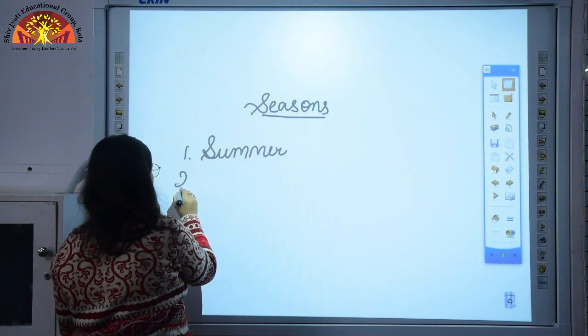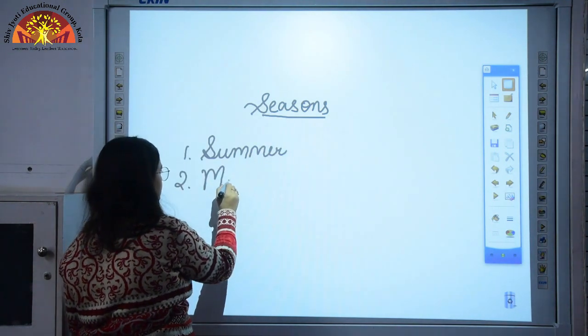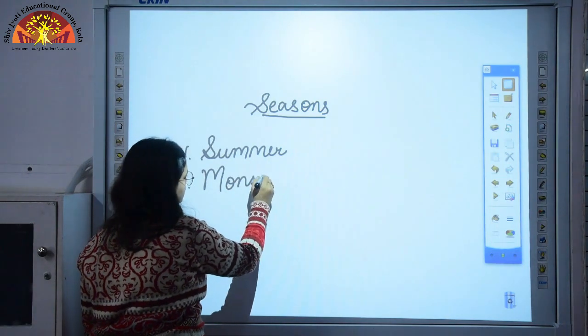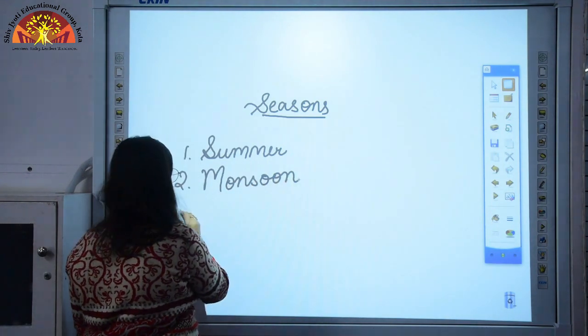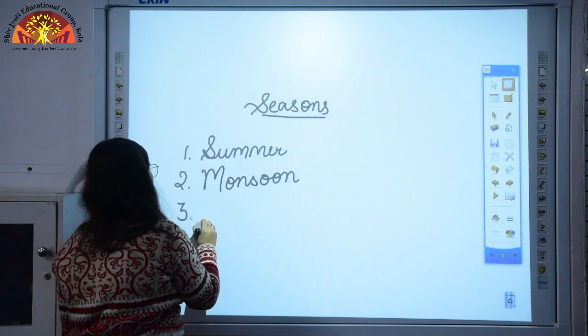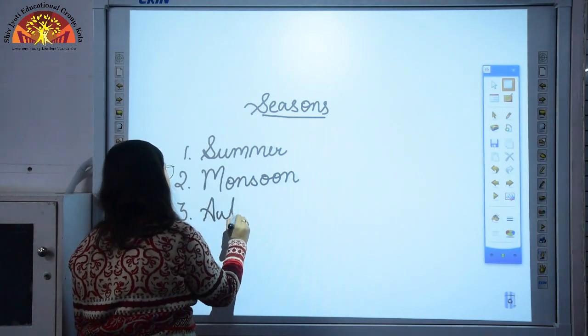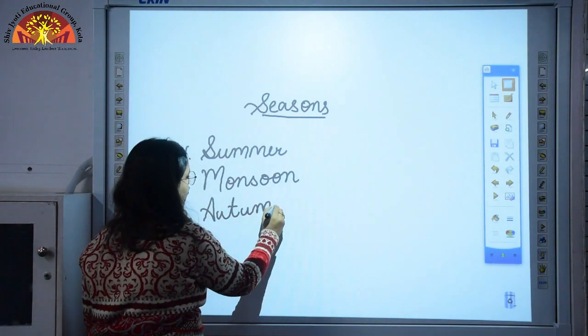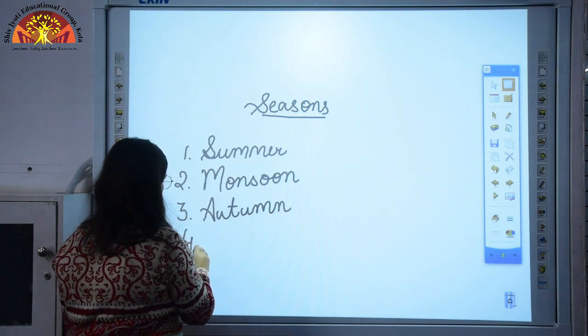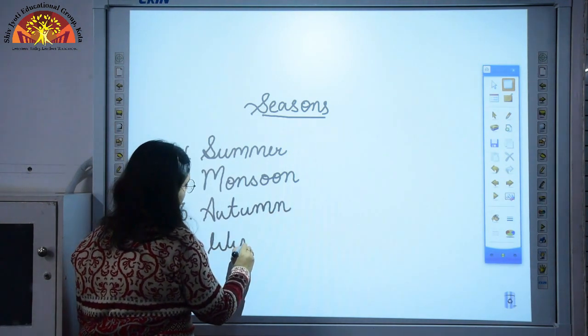After summer season, there is monsoon season. We call it the rainy season also because rain falls in this season. Then there is autumn season. After autumn, there are winters.